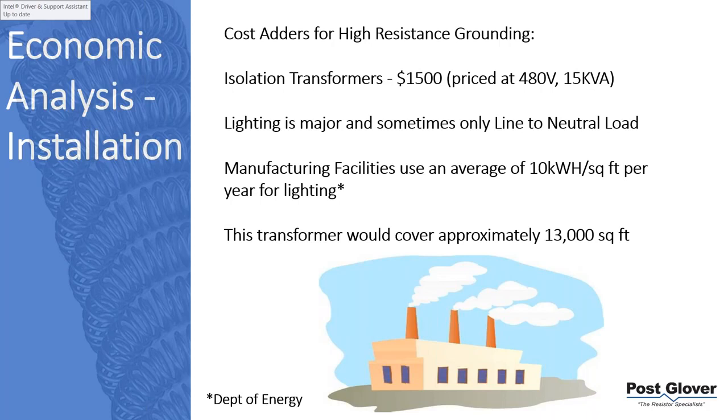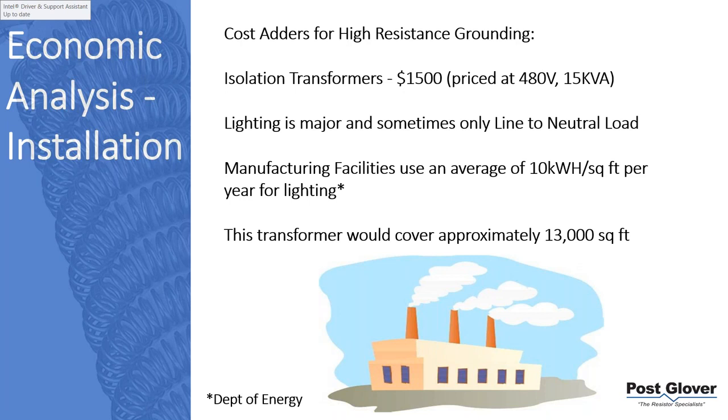I wanted to try to quantify that. I've already mentioned lighting is usually, if not the only load, the major portion of the load. The Department of Energy says that a manufacturing facility uses about 10 kilowatt-hours per square foot per year. I priced out a transformer that would cover approximately 13,000 square feet. You might say, well, that's not very big, there are facilities that are hundreds of thousands of square feet. That's true.